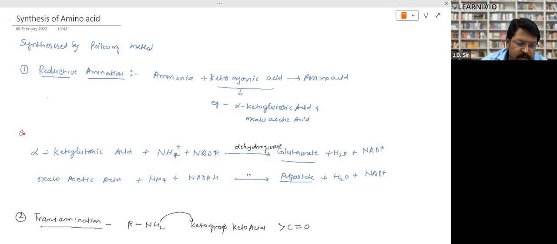For example, alpha ketoglutaric acid combines with ammonium and NADPH, meaning energy is required. In the presence of dehydrogenase enzyme, they convert to glutamate, water, and NADP. Glutamate is an amino acid. Again, oxaloacetic acid combines with ammonium, and NADPH is required, meaning energy equal to 3 ATP. They produce aspartate, and aspartate is an amino acid, right? Water and NAD plus. So this process is called reductive amination. You have to remember only this part.